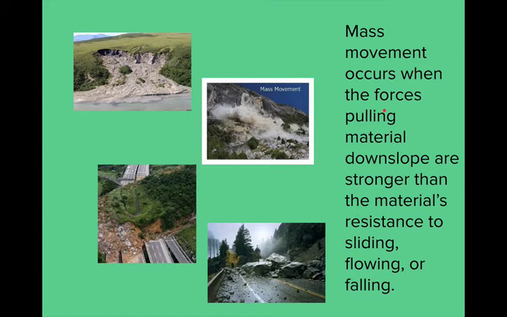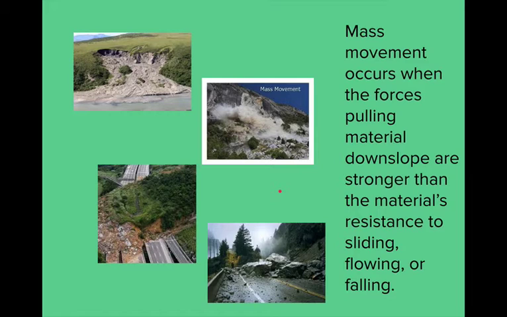Okay, so a mass movement occurs when the forces pulling material downslope are greater than the material's resistance to sliding, flowing, or falling. Later on I'll show you a little diagram to show how this happens. But basically what we've got going on in all of these pictures of mass movements, we have this mudslide coming down, or a landslide coming down. Here's a rock fall and a rock fall.